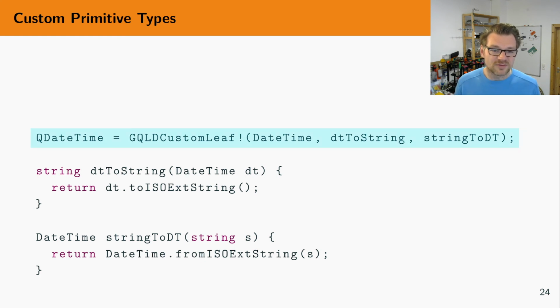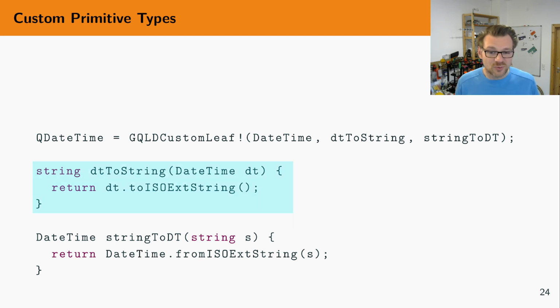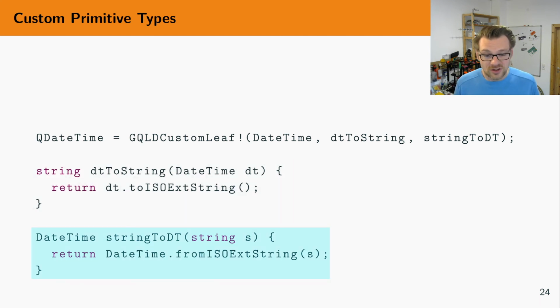So here we have a GraphqlD custom leaf, as they're called here. We will pass in the type of what we want. And that's basically there to have a way of naming them correctly. Then you have two additional parameters, which is the date to string here and the string to datetime. And as the implementations below show, there are two functions. One takes a datetime and returns a string by calling toISOExtString. And the other one takes a string and, calling fromISOExtString, creates a datetime again.